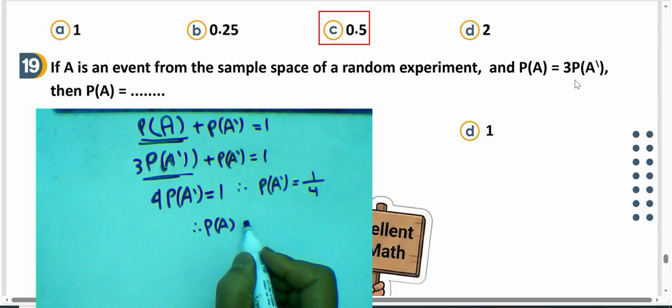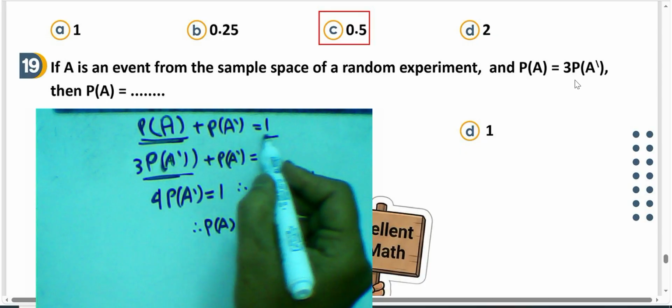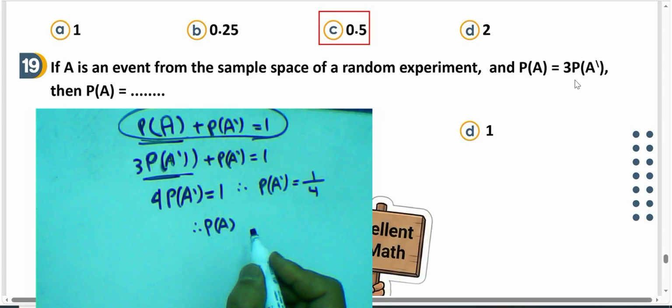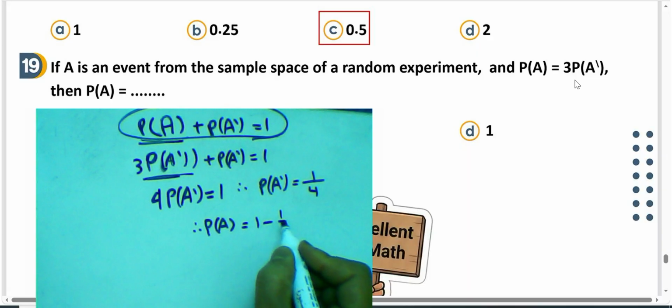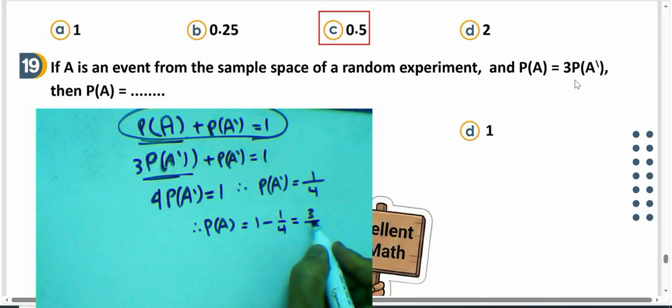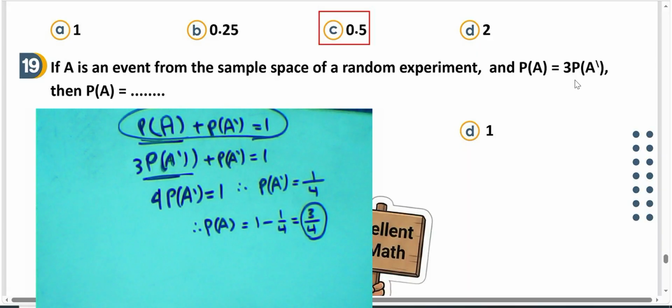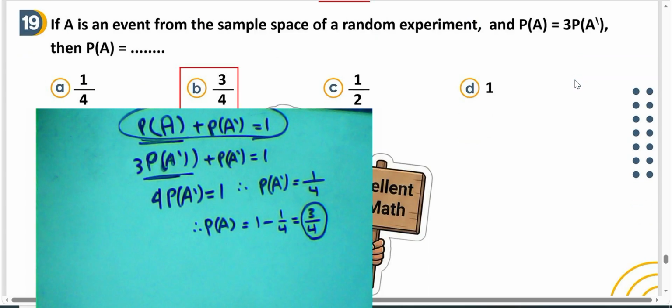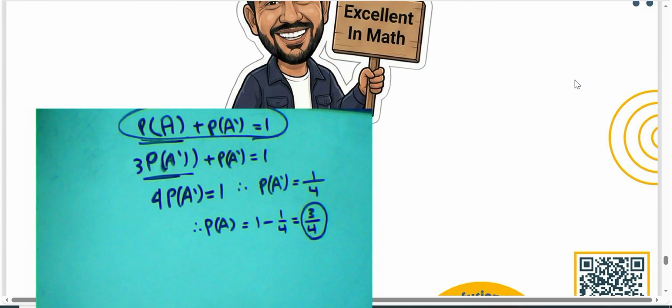Then the probability of A will be equal to what? We know the summation together equals 1. Then the probability of A will be 1 subtract 1 over 4, which is 3 over 4. And the answer will be 3 over 4. Okay, next question.